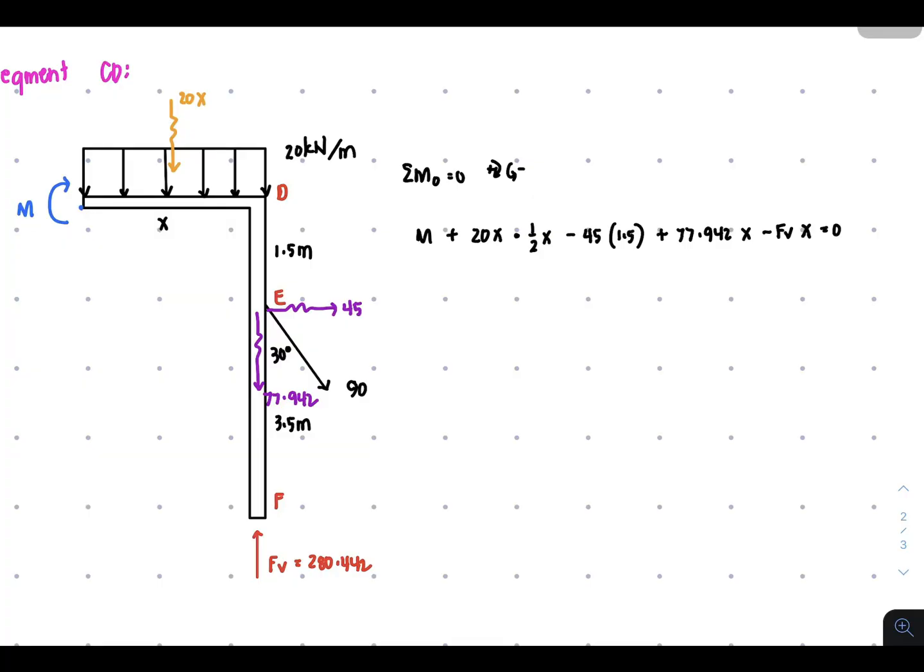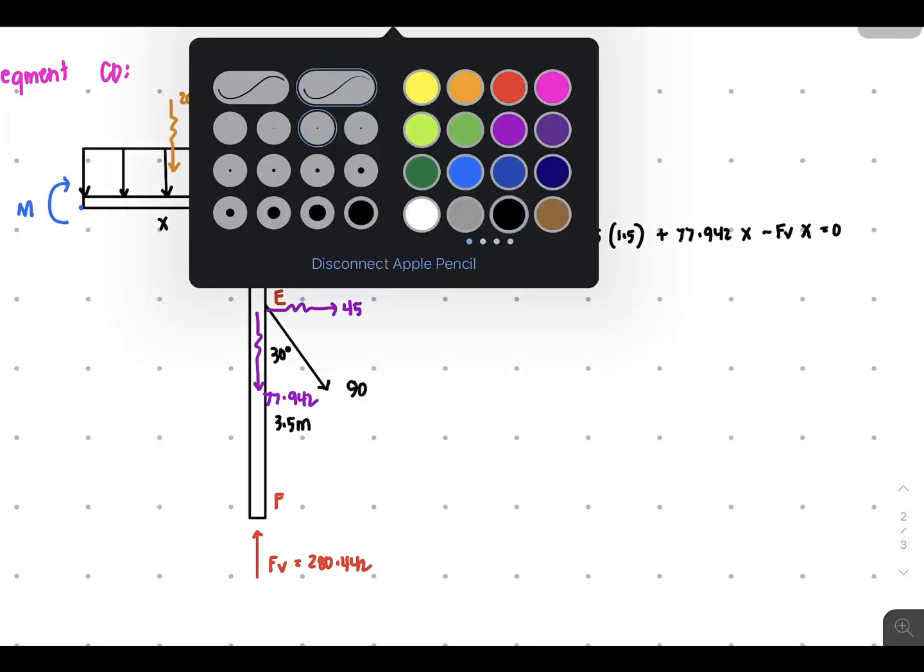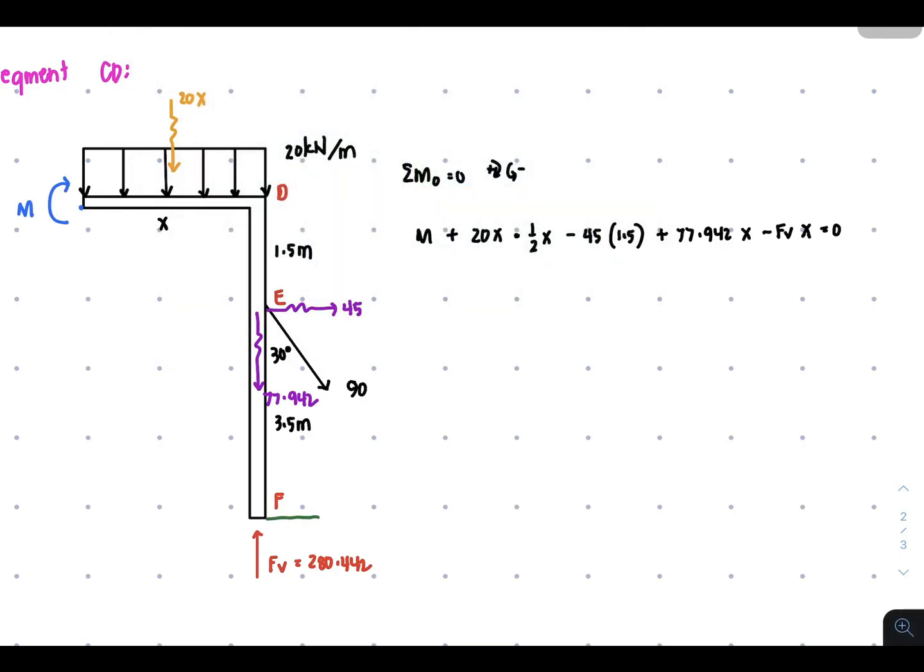Oh, do not forget that we have also this point P here. I almost forgot. So you have point P to be in direction counterclockwise. So that's P times 1.5 plus 3.5. It's 5. And that's equal to 0.